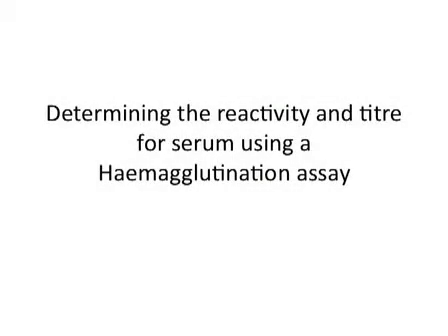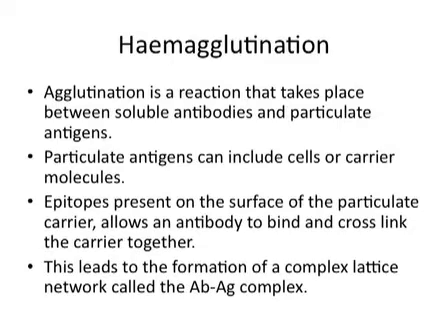Determining the reactivity and titer for serum using a Haemagglutination assay. Agglutination is a reaction that takes place between soluble antibodies and particulate antigens. These can include cells or carrier molecules. Epitopes on the surface of the carrier allow an antibody to bind and cross-link the carrier together, leading to the formation of a complex lattice called an antigen-antibody complex.